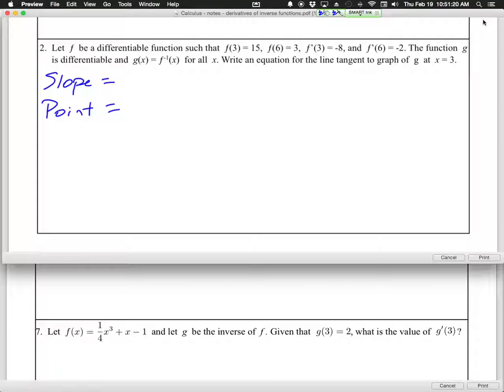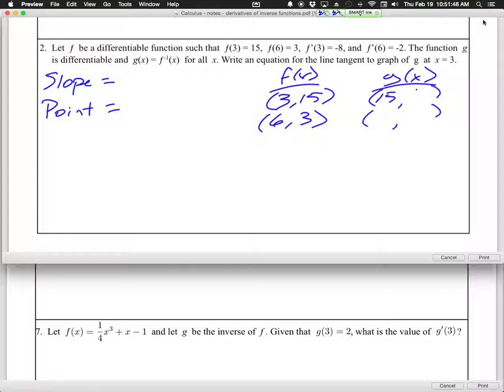All right, so what do we want to do to get started? Write down my ordered pairs. So I've got f and I have g. So what ordered pairs do I know and what do they belong to? (3, 15) and (6, 3). What does (3, 15) belong to? F. And what else do I have? (6, 3). So that means what do I have for g? (15, 3) and (3, 6).